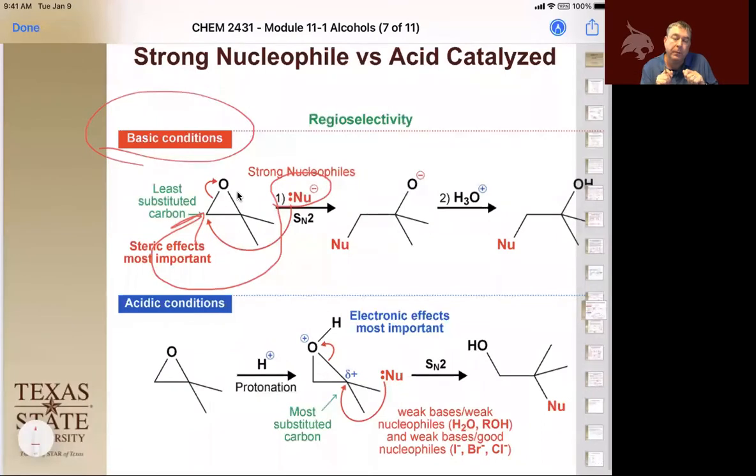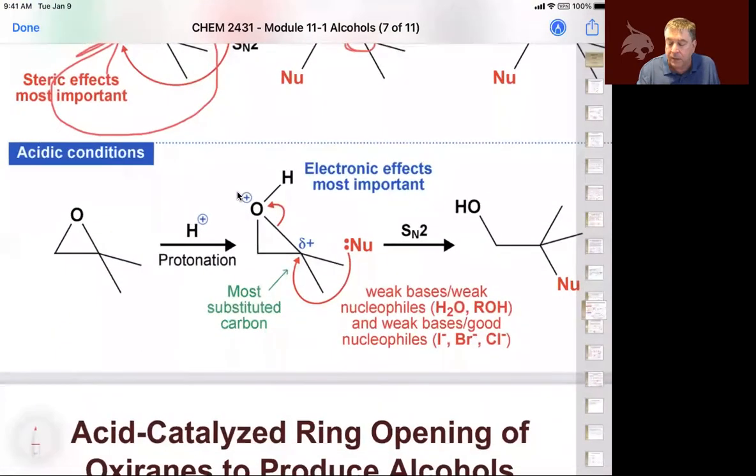So our SN2 type reaction is looking for that least substituted carbon. And what that gives us is our alcohol on our now more substituted carbon. Okay, so that seemed pretty straightforward. But it changes around when we do it under acidic conditions. And it has everything to do with the idea that we've changed the polarization in the bonding around that epoxide. So let's look at that.